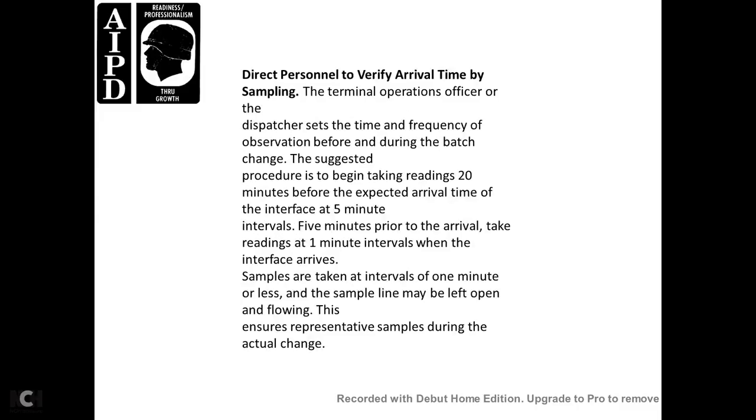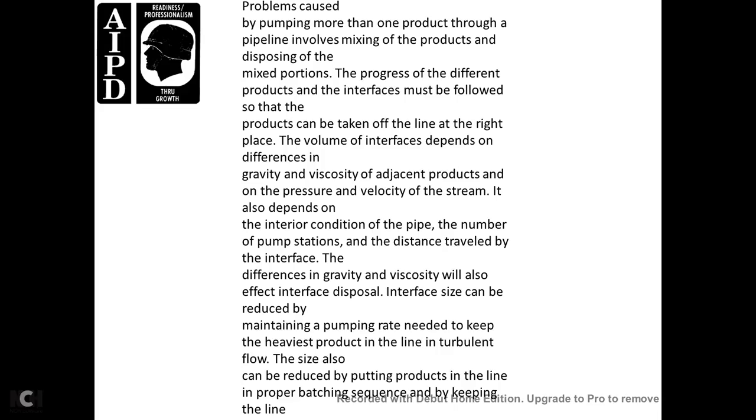Direct personnel verify arrival time by sampling at the terminal operator's office. The dispatcher sets the time and the frequency of observation before and during the batch change. The suggested procedure is to begin taking readings 20 minutes before the expected arrival time of the interface, at 5-minute intervals. Five minutes prior to the arrival time, take a reading at the first interval. When the interface arrives, samples are taken at intervals of 1 minute or less. Sample lines may be left open and flowing to ensure representative samples during the actual change.